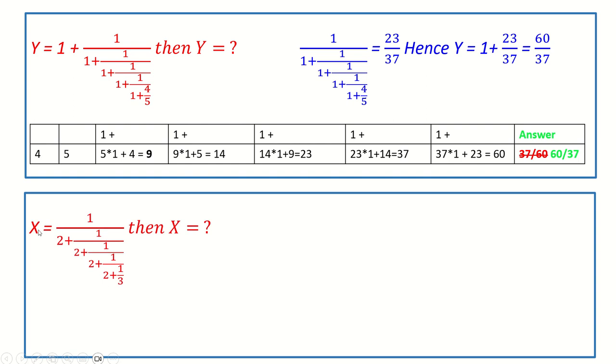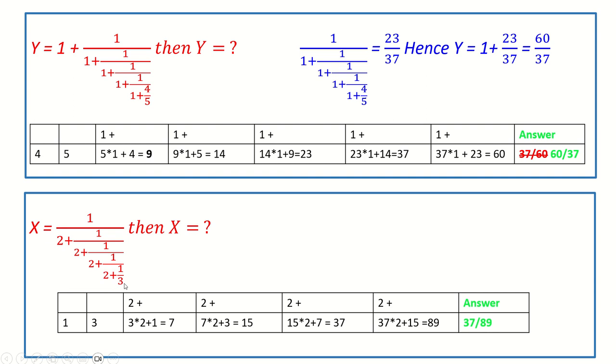X equal to, now we have a difference: instead of 1 plus you have 2 plus. So what's the difference? Simple, everything will become 2 plus 2 plus 2 plus, 4 times. So you wrote 4 times and then 1 and 3, and then you will do 3 into 2 plus 1. Previously we were doing 1 because it is 1 plus, now it is 2 plus. So 3 into 2 plus 1, 7. Then next iteration will get 15, next iteration 37, next 89. So the answer is 37 by 89 because this is a simple fraction.